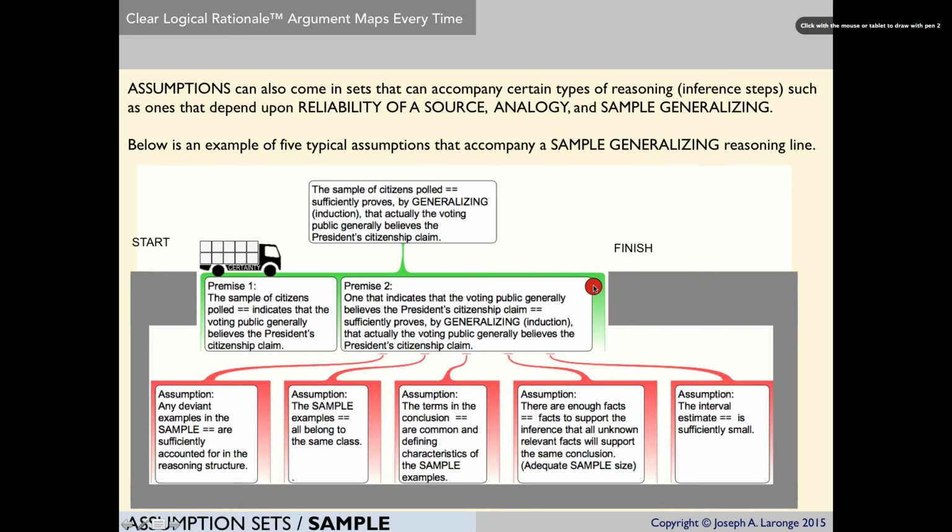And the last one we're going to discuss quickly is about sample generalizing. Here we have the contention: the sample of citizens polled sufficiently proves by generalizing induction that actually the voting public generally believes the president's citizenship claim. And the truth of this premise, which you can look at later, relies on the principle of generalizing by a sample. If you're going to be considering the truth of a premise like that in assessing the strength of this line of reasoning, you're going to have to look at at least these 5 assumptions.